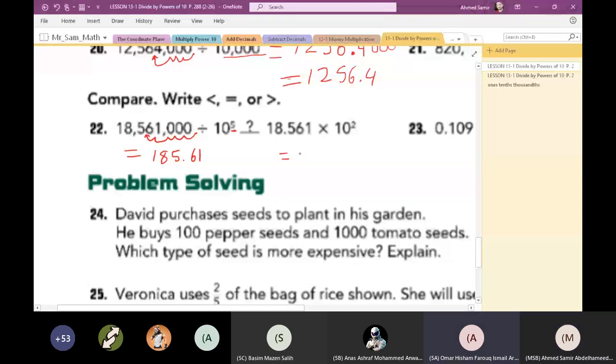Right. 10 to the power of 2 equals 100. Correct. So how can we answer this one? So we'll have to divide by 100. Well, it will not be enough, but I will tell you the answer. It's 0.18,000.